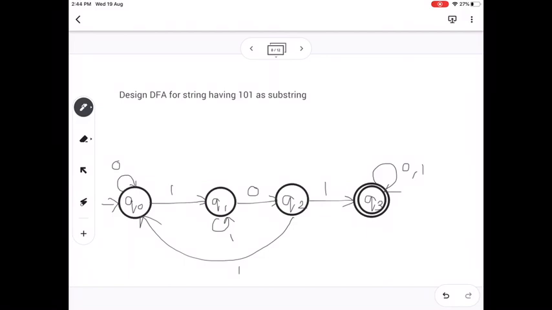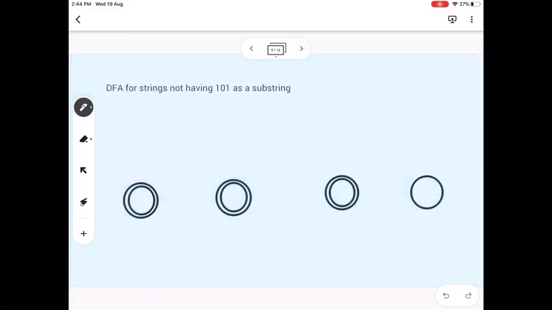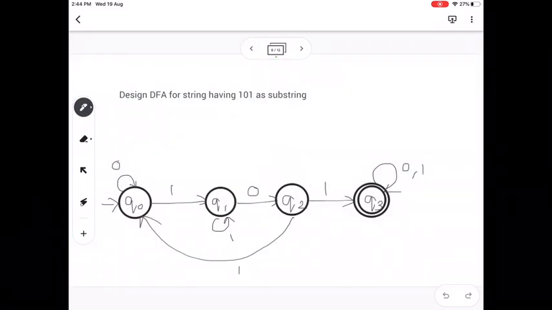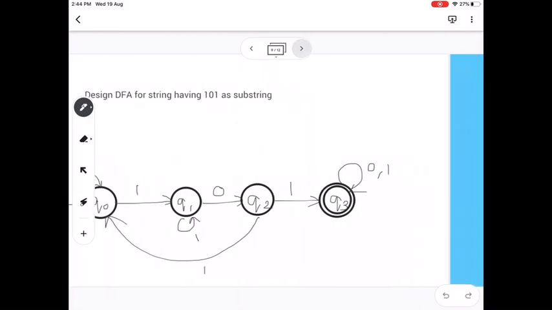Okay. Now, the other example which we are going to study next is just the opposite of this, that is, a DFA for strings not having 101 as a substring. So, in the previous one it was there that 101 should be there as a substring, but in this example it is saying 101 should not be the substring. So, the very simple logic we have to use is, in the previous one whatever were the non-final states, those states become final states. Okay. And the final states become non-final states. That is the only difference.